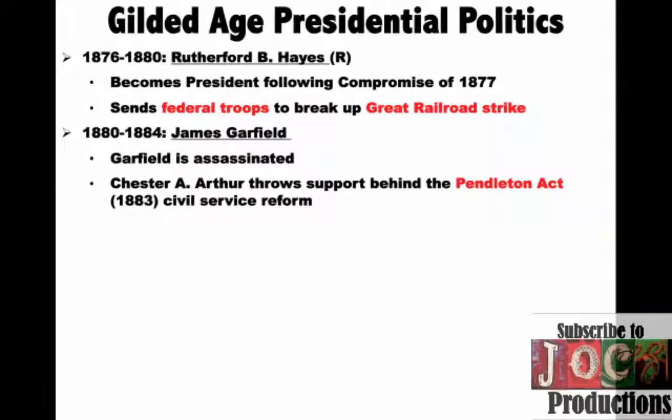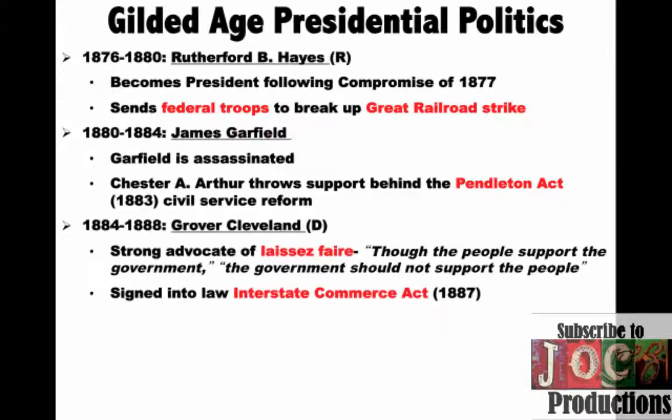James Garfield is elected. He's also a Republican. He's assassinated, and his VP, Chester A. Arthur, takes over, and he supports, surprisingly, since he is a Stalwart, the Pendleton Act, which establishes civil service reform. And it establishes the Civil Service Commission so that people to get federal jobs had to take a competitive exam to prove that they were capable of doing the job.